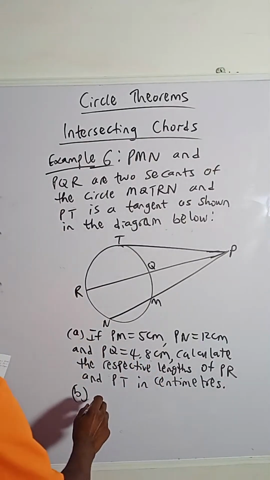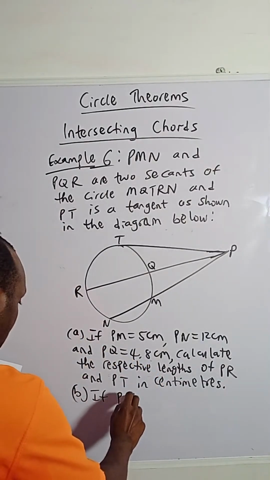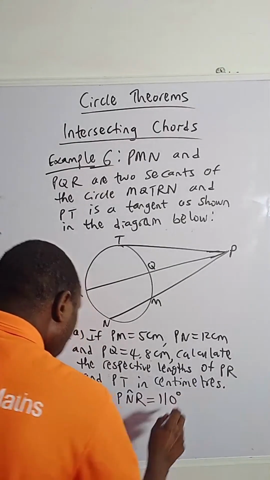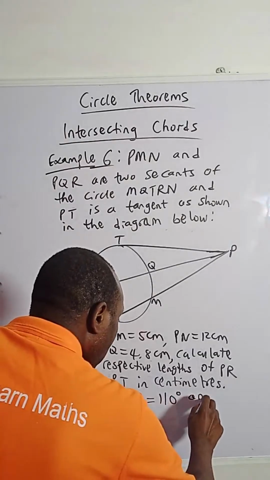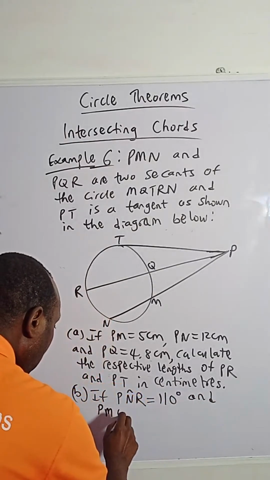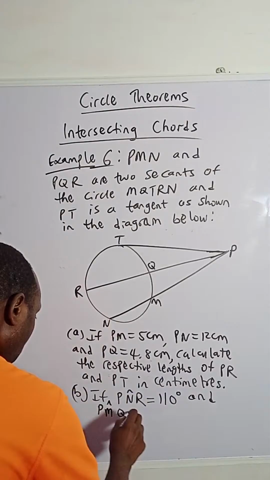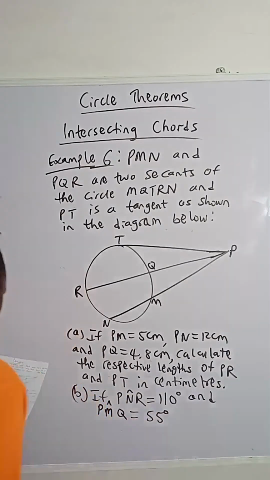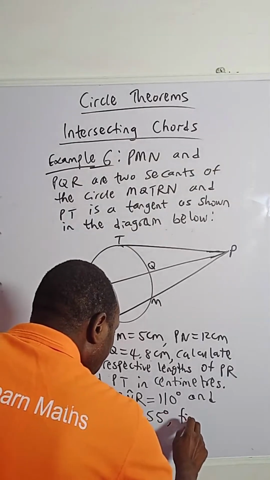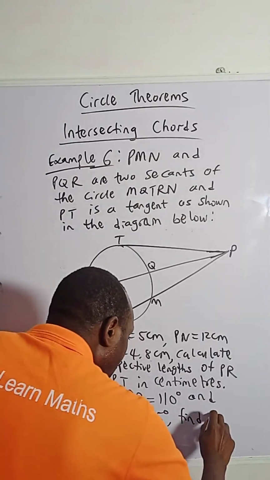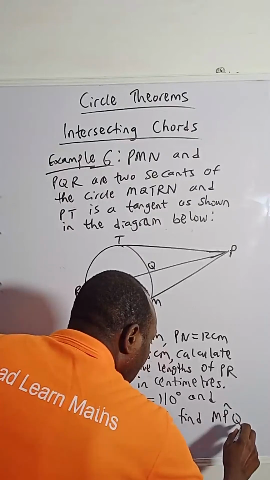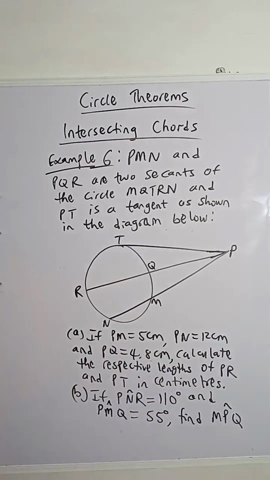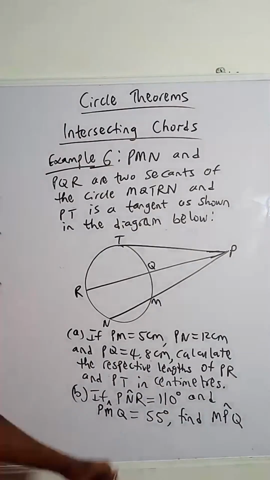Then B, if PNR is equal to 110 degrees and PMQ is equal to 55 degrees, find MPQ, angle MPQ. All right, this is very, very interesting.